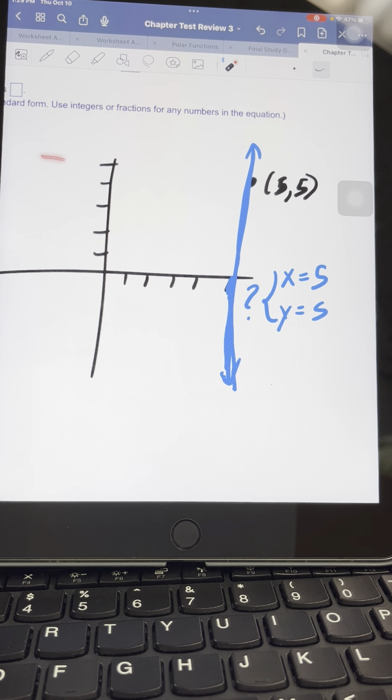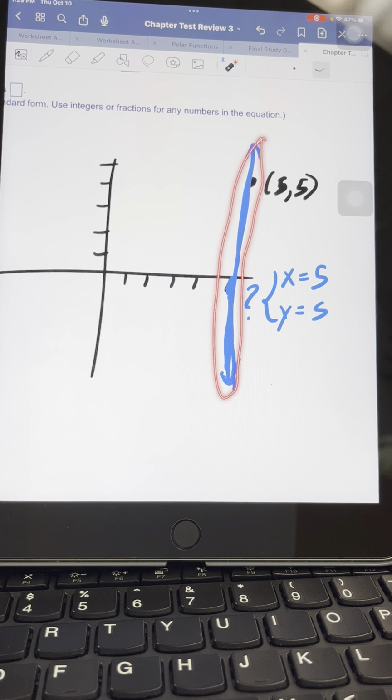Because here, this would be what? 1, 5. This would be 2, 5, right? Because I'm going down here, down here. This would be 3, 5 down here. And all of this is what? Their y values were still 5, 5, 5. So that means I know that this has to be x equals 5.